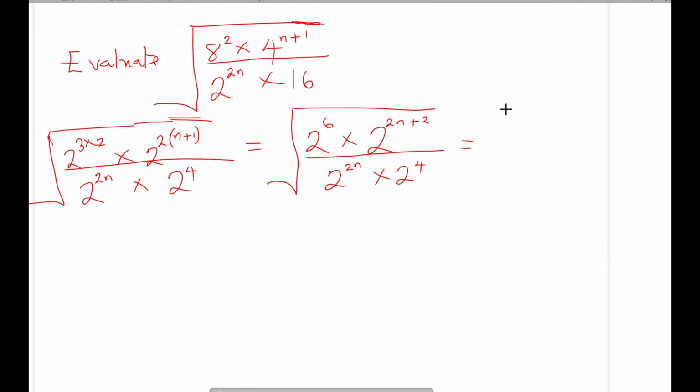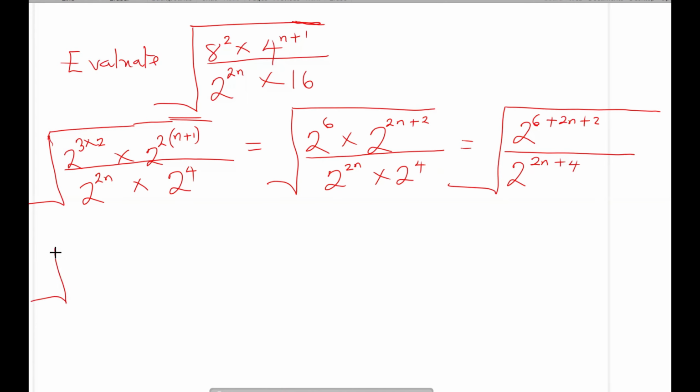Now, if we simplify this further, we apply our law. This is multiplication. We have the same base of 2 here. Let's apply our multiplication law to the numerator. That means what we do is just add the power. So we have 2, we pick one base, and we add the power 6 plus 2n plus 2. Let's do the same thing for the denominator because they have the same base. Multiplication, we also add the power. That will be 2 raised to the power 2n plus 4.